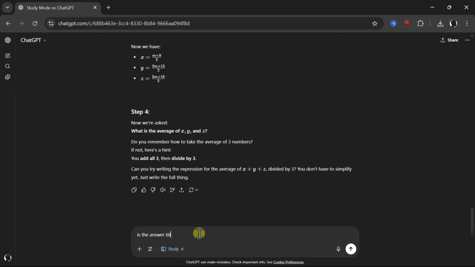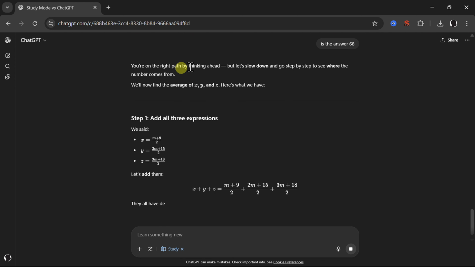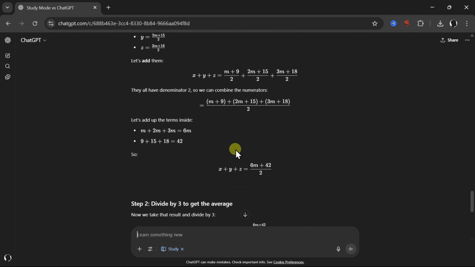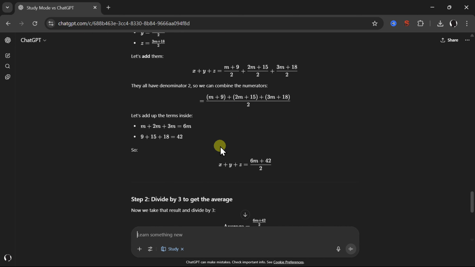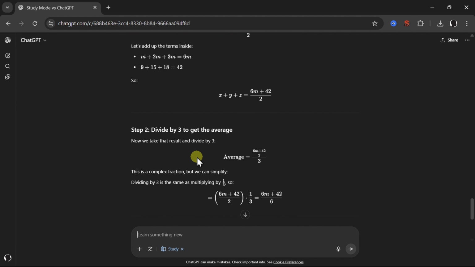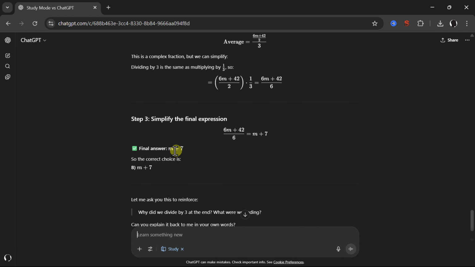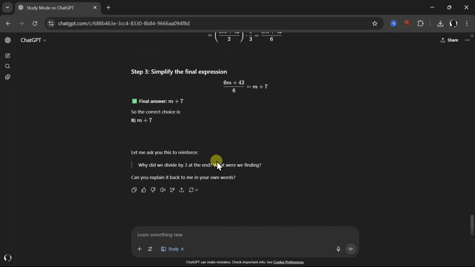Pretty good. Is the answer 68? You're on the right path by thinking ahead, but let's slow down and go step by step. So you see, it doesn't let me go ahead and do some nonsense. So we see here many different equations. Step 2, final answer m plus 7. So correct choice is B. So you saw, pretty good teacher.